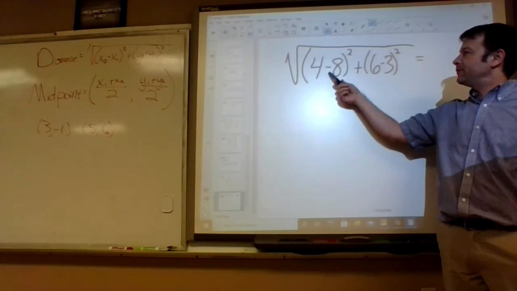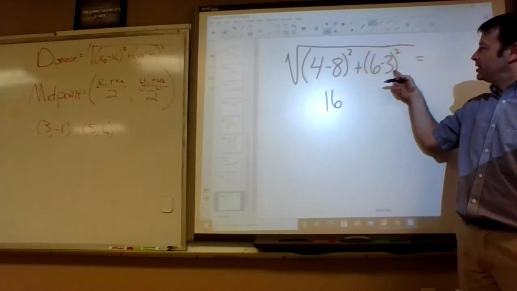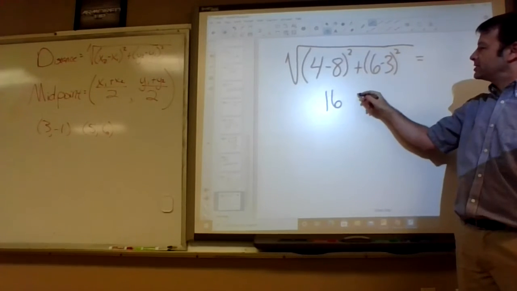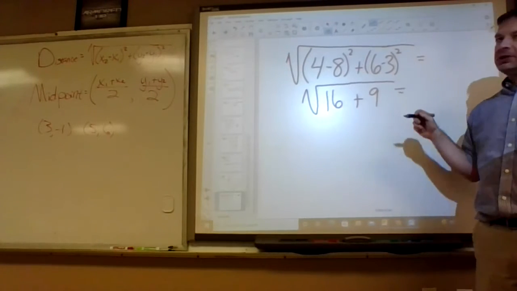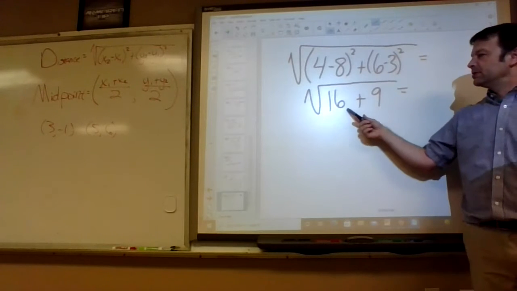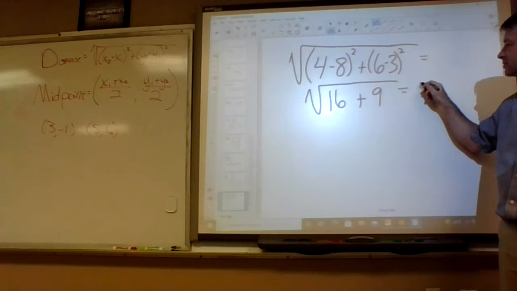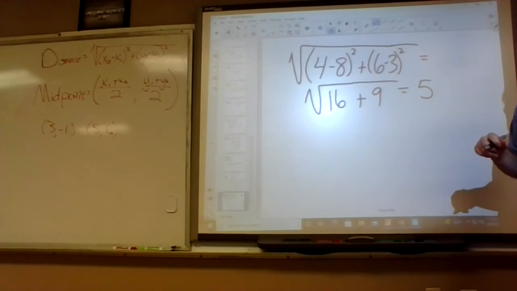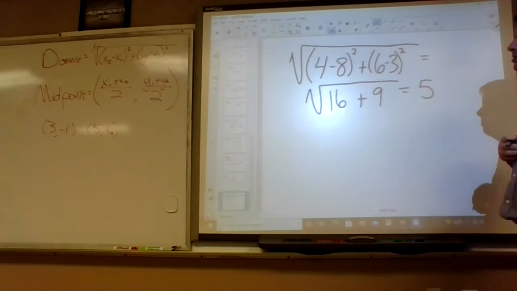So this would be 4 squared, which is 16. This would be 3 squared, which is 9. 16 plus 9 is 25. Square root of 25 is 5. So 5 is the distance between those 2 points on the plane.